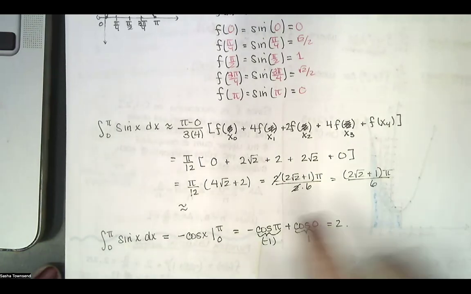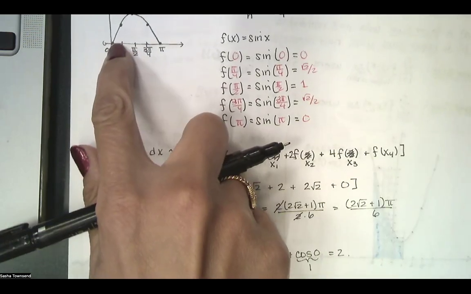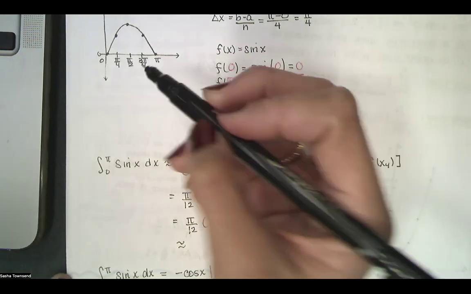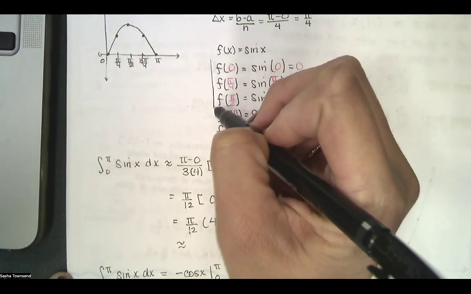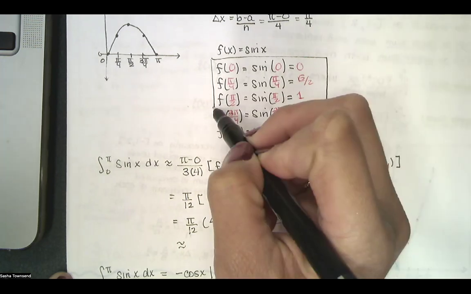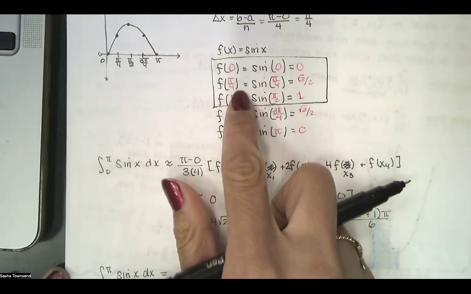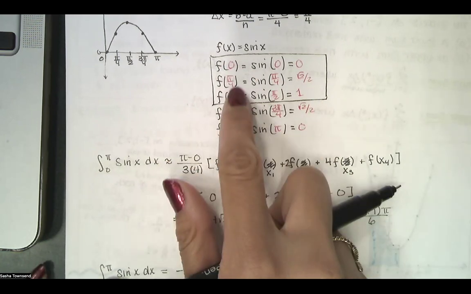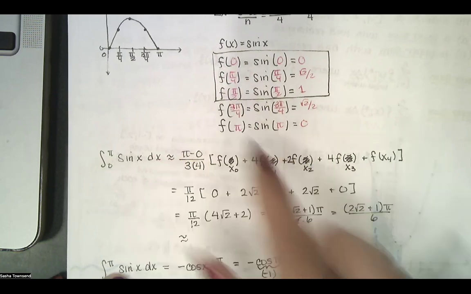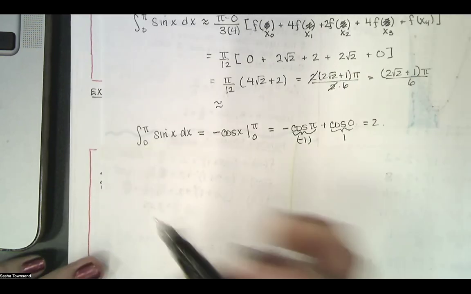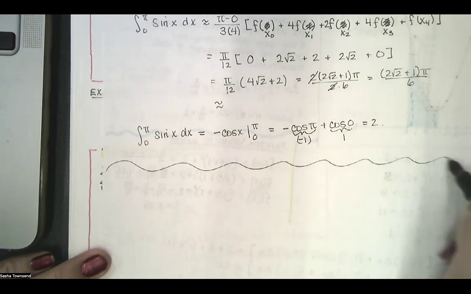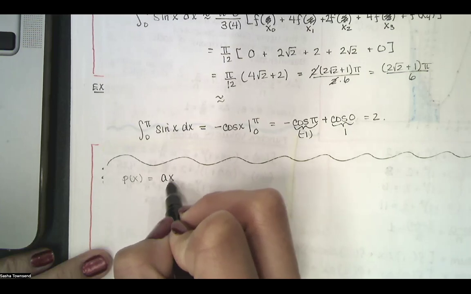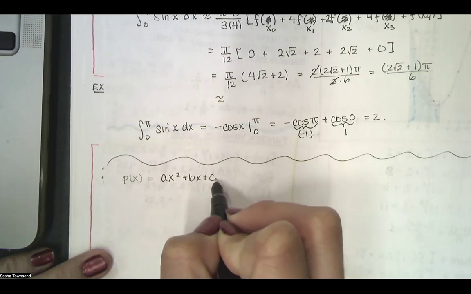Okay, so we want to find the polynomial that fits through these 3 points to approximate the curve y equals sine of x on the interval from 0 to pi over 2. So I'm going to use these 3 function values. I want my polynomial to have the same function values as my original function at 0, pi over 4, and pi over 2. So to find those coefficients a, b, and c, let our p of x be ax squared plus bx plus c.